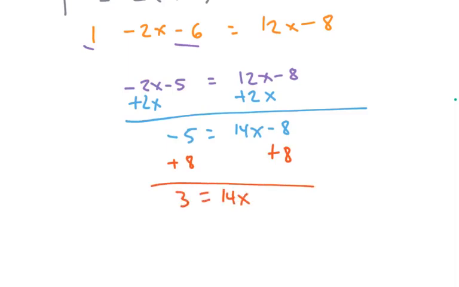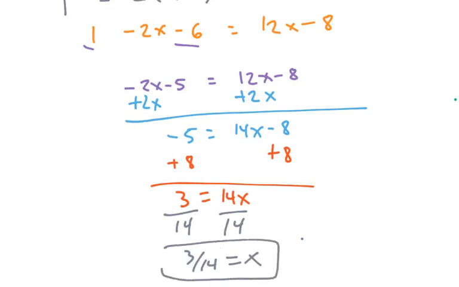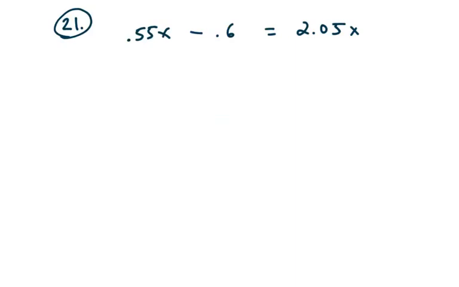And to finish it off, we will divide through by 14. So 3 over 14 is x. And there's my answer. Alright, on to the next one.